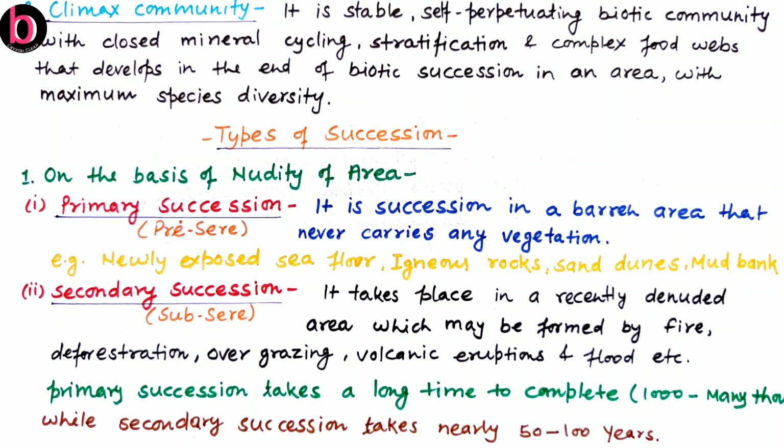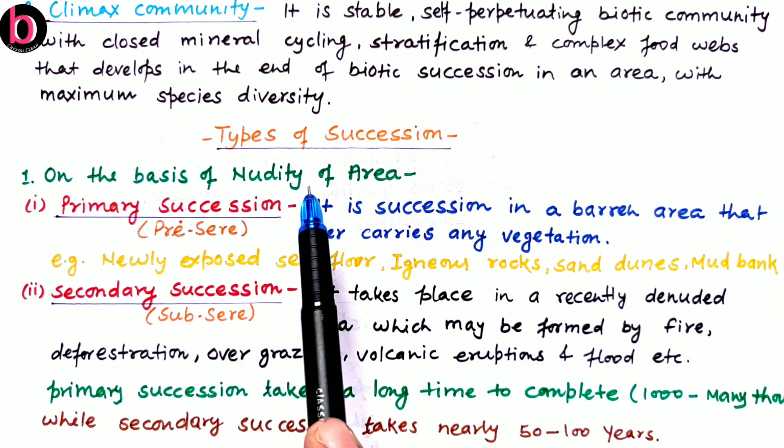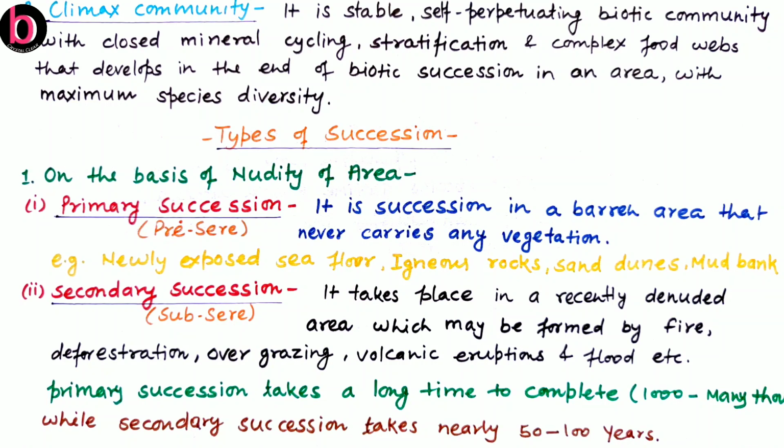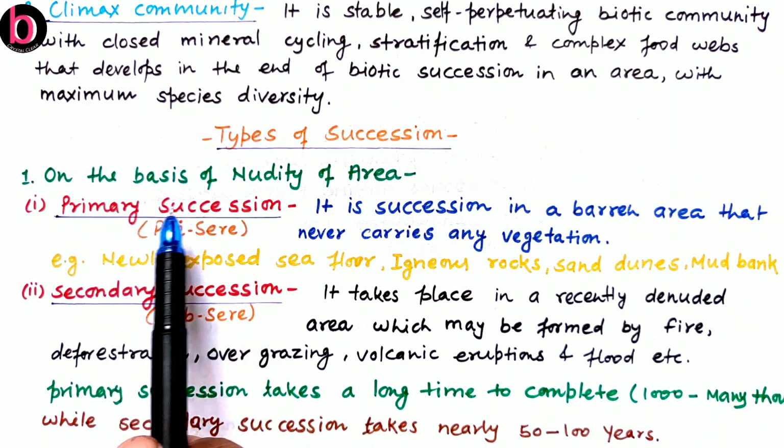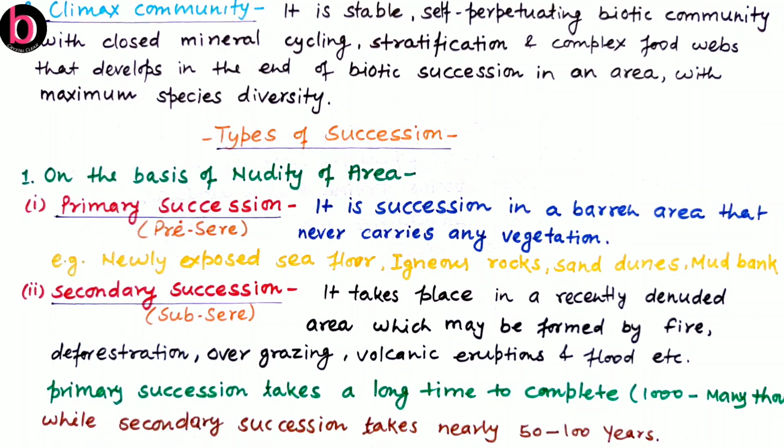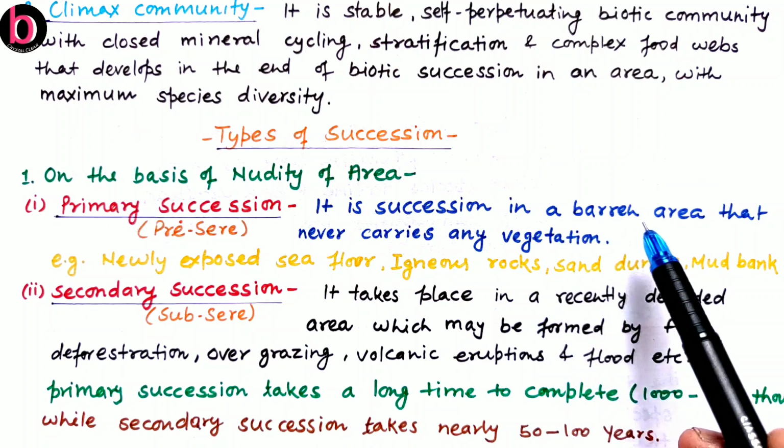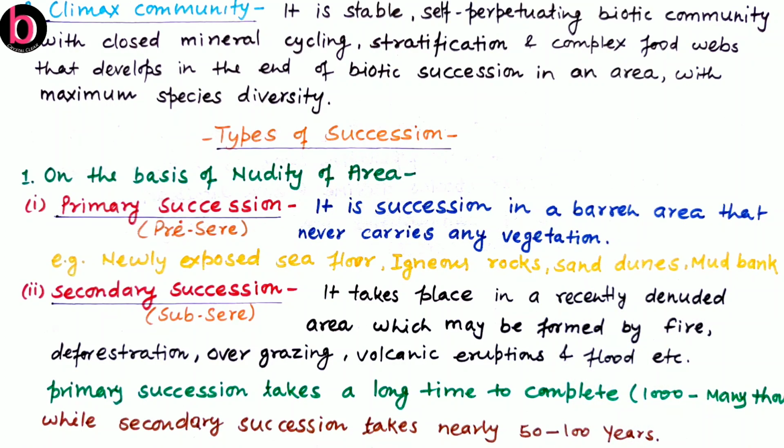So the first criterion is taken on the basis of nudity of that particular area, that is, what kind of nakedness or nudity exists in any particular area. On that basis, this is categorized further into two: primary succession as well as secondary succession. Primary succession is also known as Sere, and this succession occurs in those places where there was no vegetation at all in the past. What are these kinds of places?